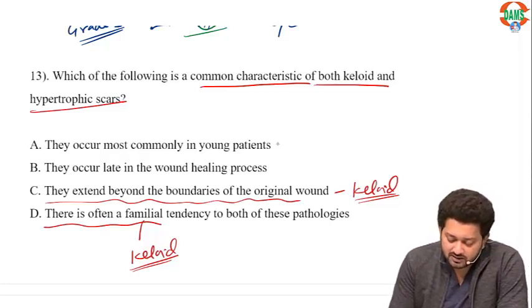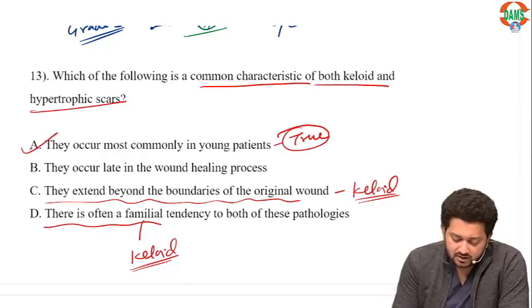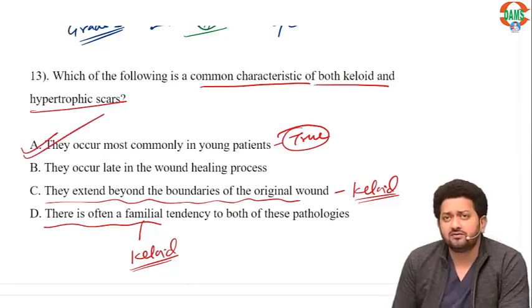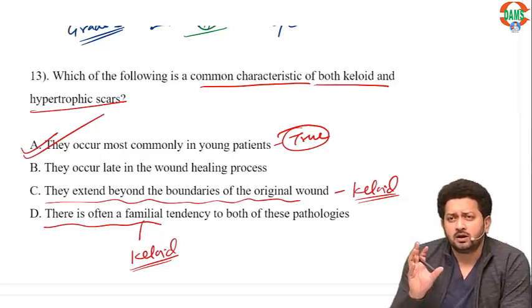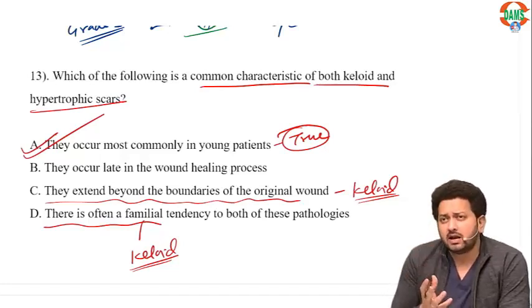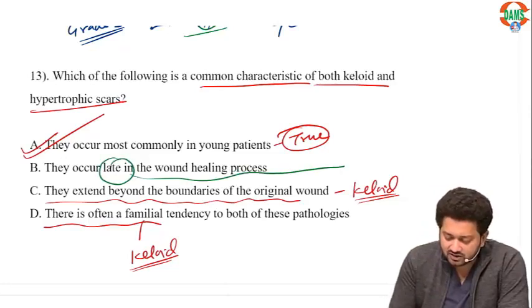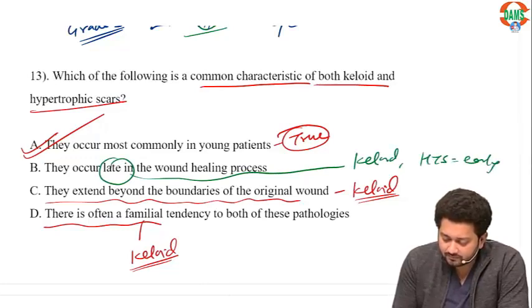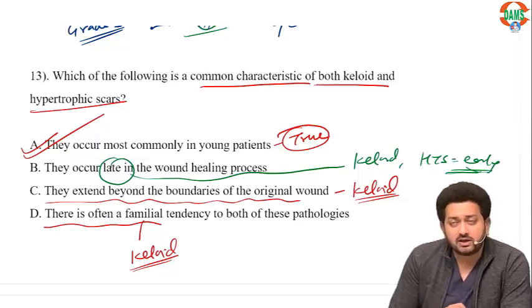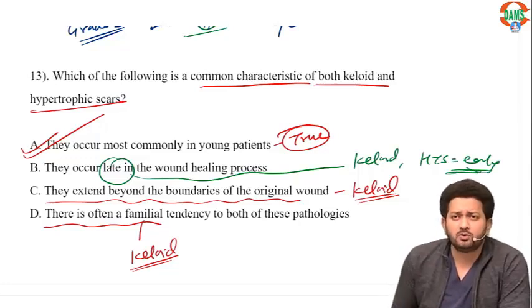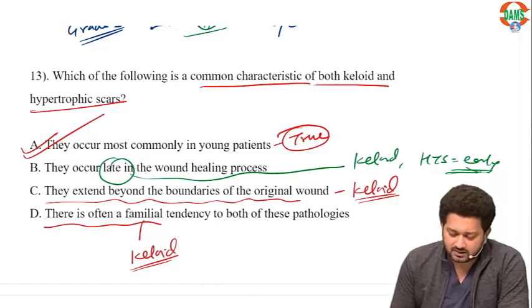They occur most commonly in young patients. This is a true statement. Okay, usually keloid occurs in young patients because young patients have more, you can say, collagen, and this is mainly because of the collagen. They occur late in the wound healing process. Late, usually keloid occurs late. Hypertrophic scar occurs early. Okay, in both the cases, there is excessive collagen, and both mostly seen in young patients. In elderly, you will hardly see any keloid or hypertrophic scar. Okay, so option A is the true statement.